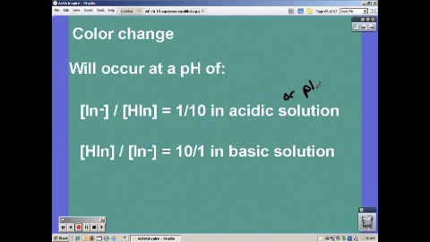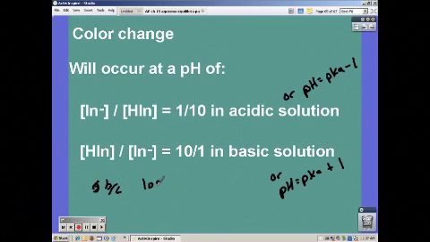When it is a base concentration of 1, acid concentration of 10, or you're in an acidic solution, pH is equal to pKa minus 1. So if you're starting with an acidic solution, the color change occurs at pH equals pKa minus 1. If it's a basic solution, then pH equals pKa plus 1. And that's because the log of 10 over 1 is 1, or 1 over 10 is negative 1.